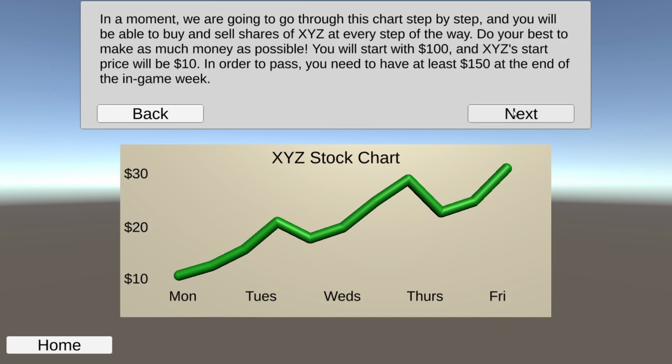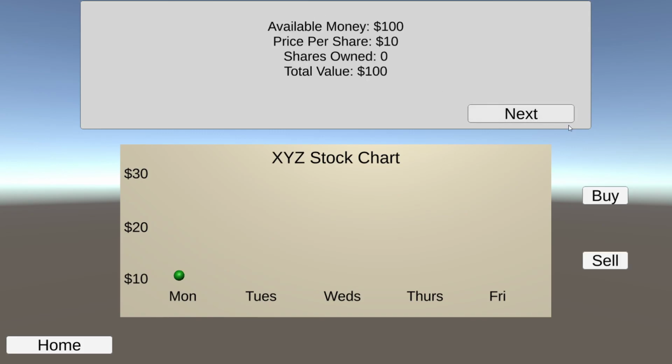So coming up here will be the small game for this particular level. This text box describes how the game is going to go, and as you can see, once you're actually in the game, buttons to buy and sell appear, and the top shows you how much money you have and the price per share, even though it is shown down here.